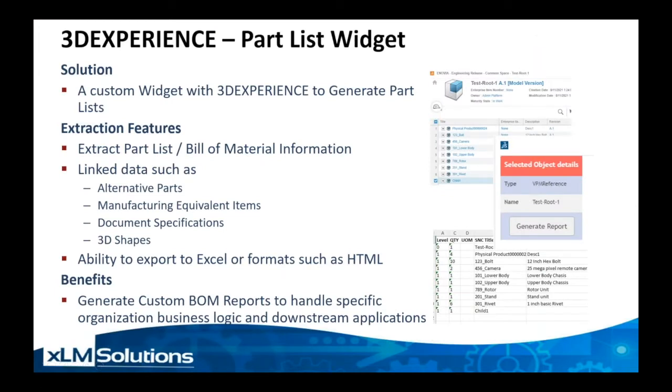The solution is a custom widget that will allow users to take bill of material or physical products, engineering items from the 3D Experience platform, and then generate part lists or bill of material reports on them. The functionality of this widget allows the extraction of data regarding bill of material information, item master information, and link data such as alternative parts, manufacturing equivalent items, document specifications, 3D shapes.